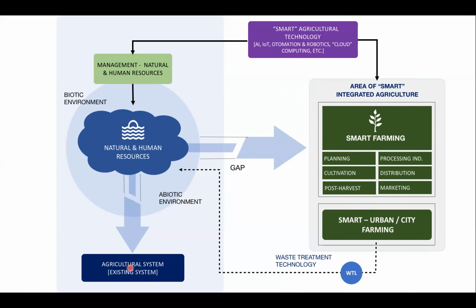We can see some examples in every country, of course. How to manage natural and human resources. But if we interfere or introduce smart technology, we can change the situation of the system from conventional to smart integrated agriculture.